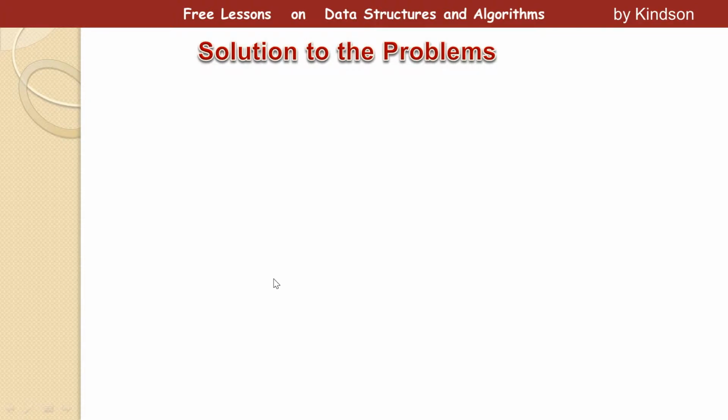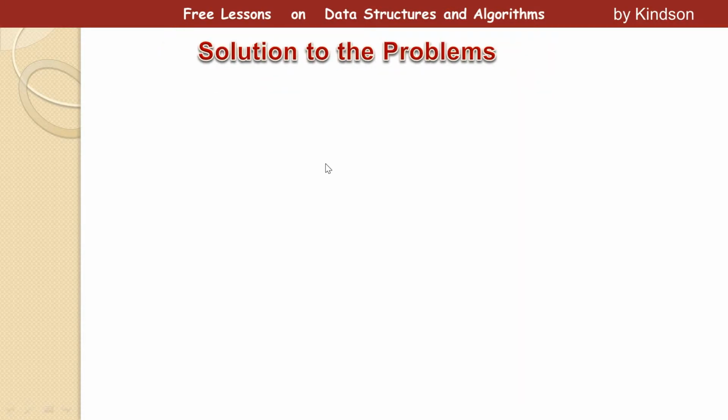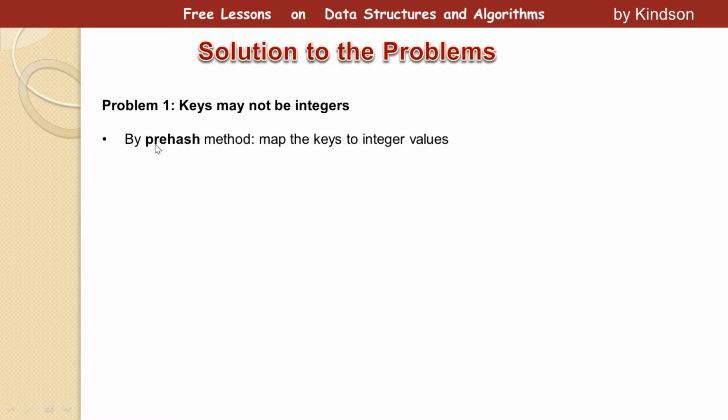Alright, so we are trying to find a solution to the problem that we identified in the previous slide, which is the direct access table, which is effectively an array. The first problem is that the keys may not be integers, whereas arrays or simple access tables use integer keys. The solution to this is to use a method called prehash. In this method, you map the keys, whether they are strings or any other data type, to integer values. And this makes an assumption that the keys are finite and discrete, and in this case you can map them.